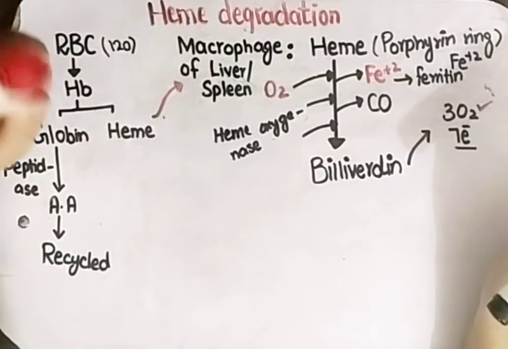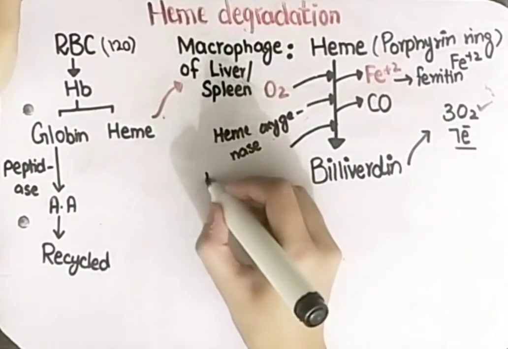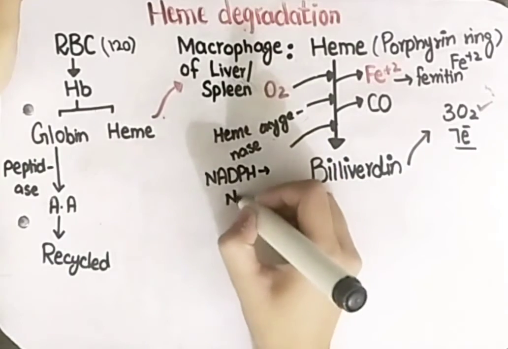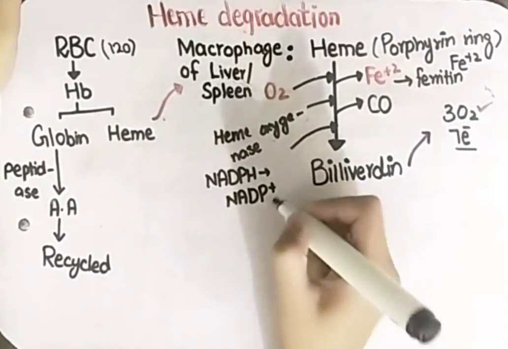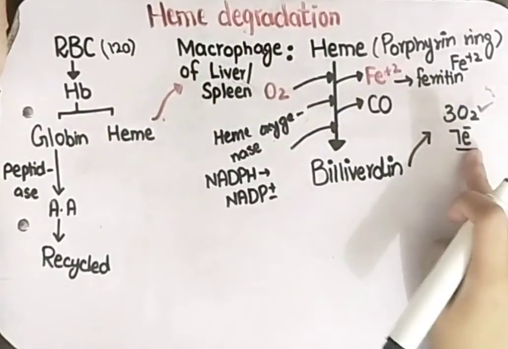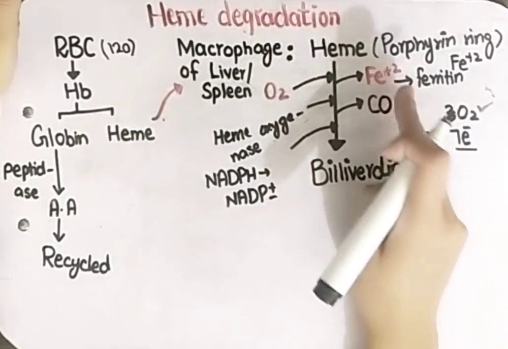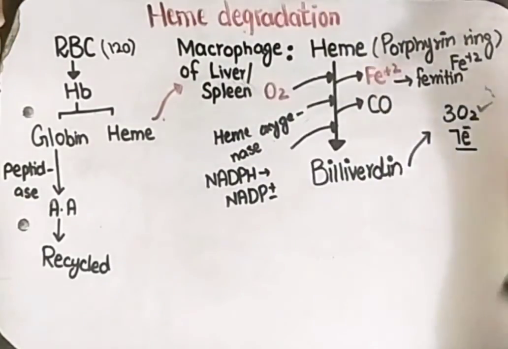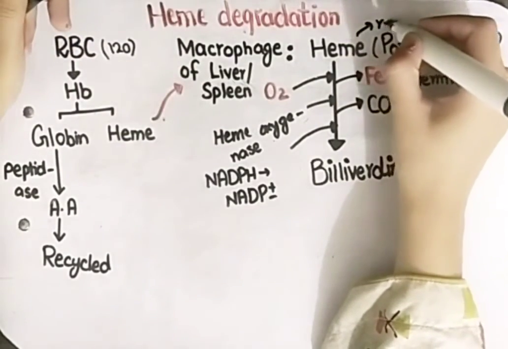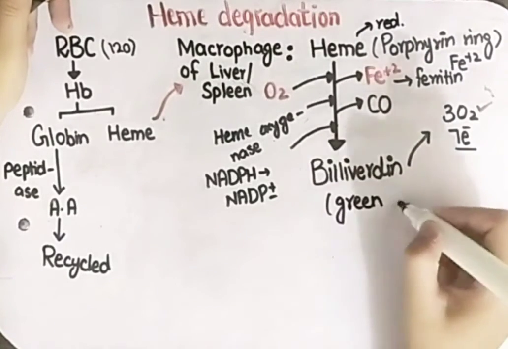We all know that if we need to add electrons or hydrogens, the only source we have is NADPH. So this NADPH is converted into NADP plus. As it has a plus sign, it means it has donated the electrons. Those 7 electrons and oxygen atoms are added into the heme with the help of heme oxygenase. Iron plus 2 and carbon monoxide are removed from the heme, and biliverdin is formed. Do remember that heme is red in color, while biliverdin is green in color.